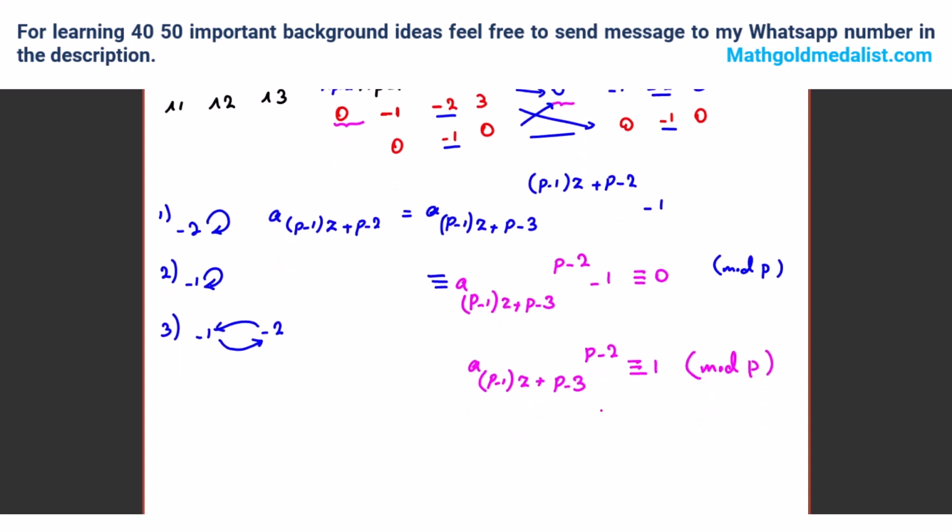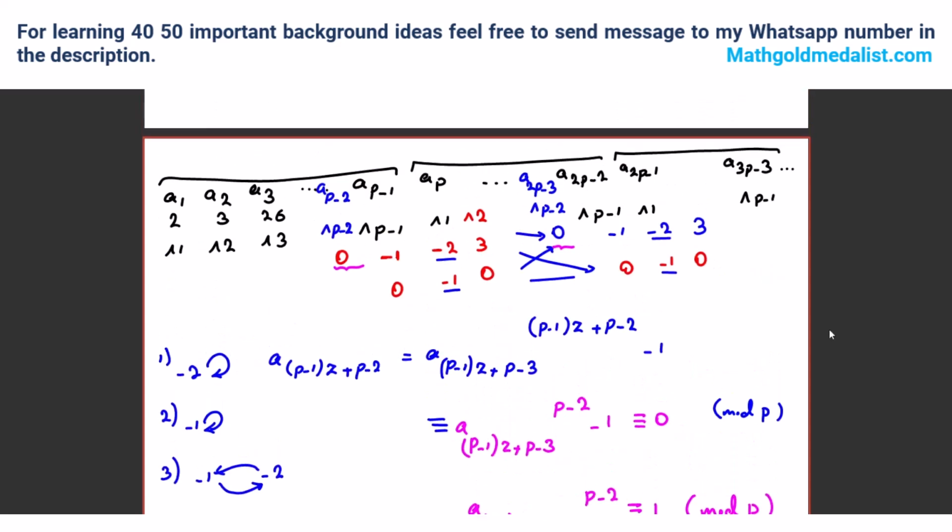And we can say what? We can multiply by a. And then this side will be a to the p minus 1, by Little Fermat's theorem, is 1. So a times (p minus 1) z plus p minus 3. So we can conclude the previous number is 1. Okay. So when we have 0, the previous number is 1.